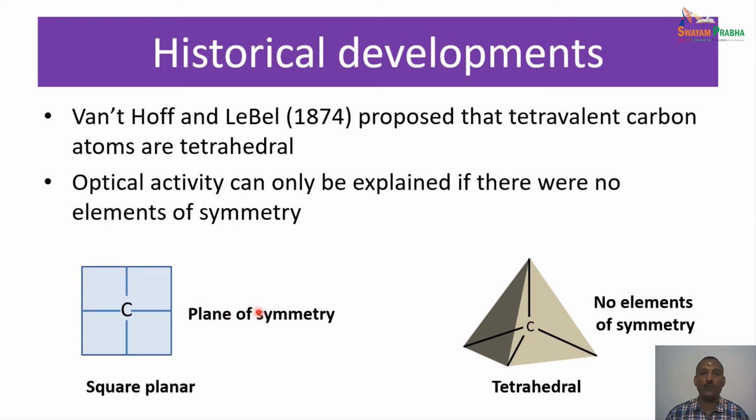If a molecule has a plane of symmetry, then it cannot rotate plane polarized light. So that means this is not the right structure for tetravalent carbon. So he proposed the tetrahedral structure for the tetravalent carbon. Here there are no elements of symmetry, and based on this tetrahedral arrangement we can explain optical activity. So this is how optical activity historically developed.